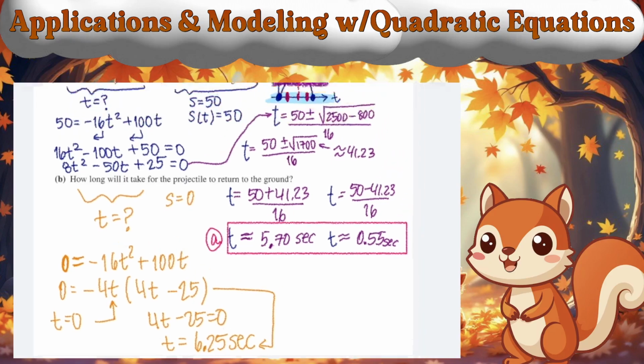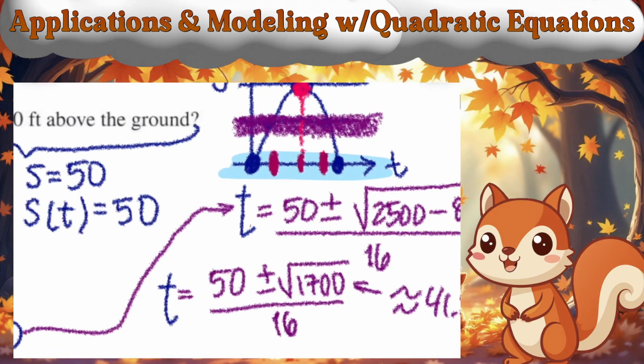So again, one is on the way up and one is on the way down. When is it on the ground? It's on the ground at 0 and at 6.25 seconds as well. Doesn't that make sense with 0.55 seconds after takeoff, and then 5.7 seconds right there? Now, if it took 0.55 seconds for me to get to 50 feet above the ground, it will take 0.55 seconds to get there again.